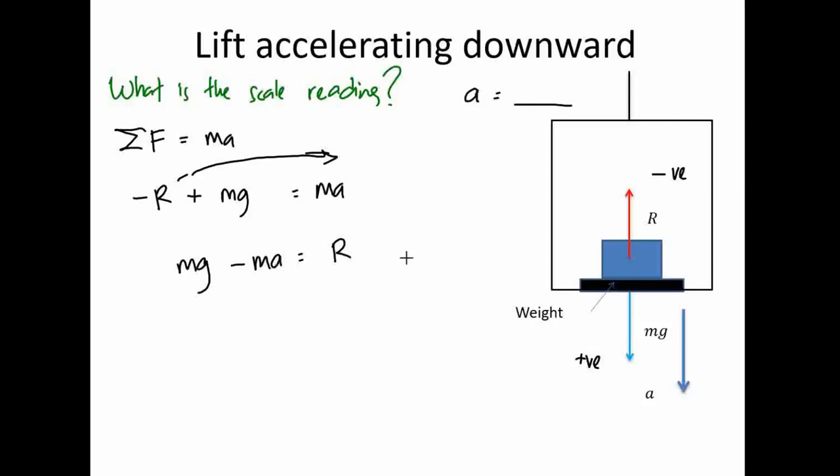So the reading will be slightly smaller compared to the two previous situations. Compare it with our real life experience, we do feel slightly lighter when the lift is moving downward, accelerating downward. So here it is, the relationship between mg, ma and R.